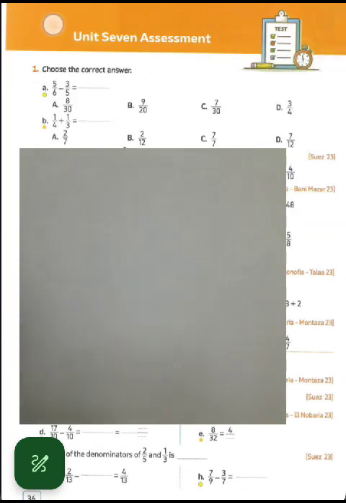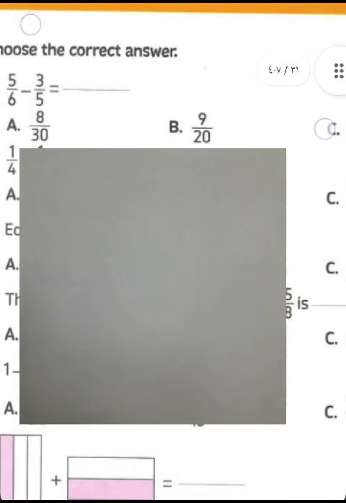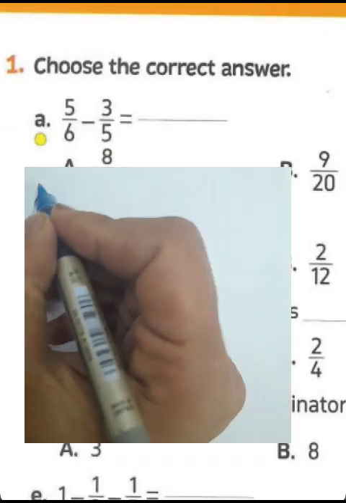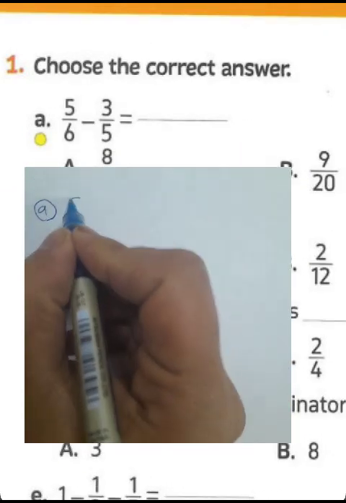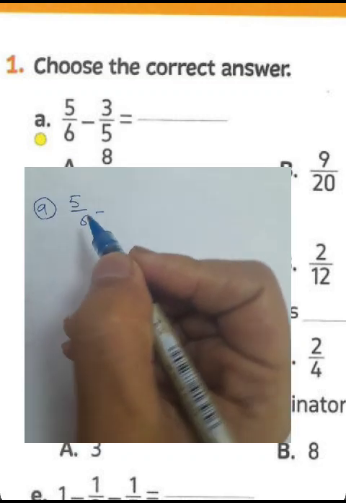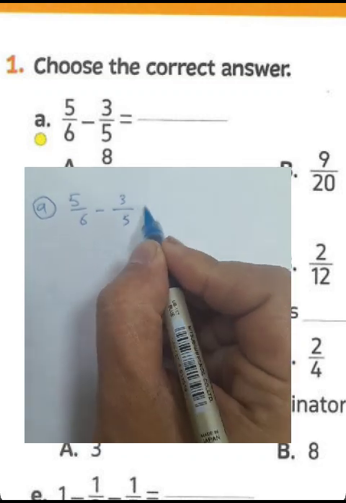Unit 7 Assessment. Question number 1, choose the correct answer. Letter A, 5 over 6 subtract by 3 over 5.